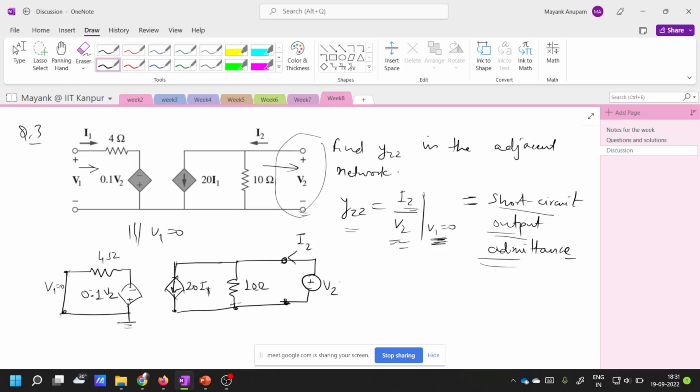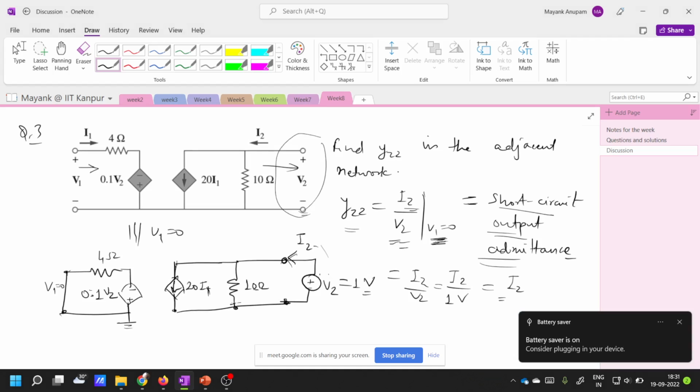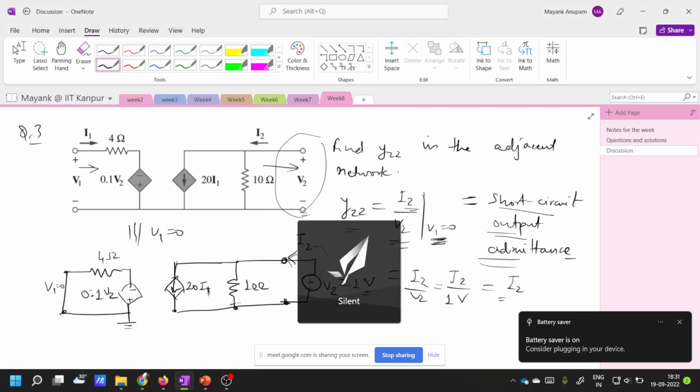So for simplicity, we just have to find this ratio, I2 by V2. I'll just make this V2 equal to 1 volt, and we'll find out what is I2. The value of I2 will be the same as I2 by V2, right? I2 by 1 volt is the same as I2. That is why I have written it like this. For simplicity, I'll just assume that V2 is equal to 1 volt.